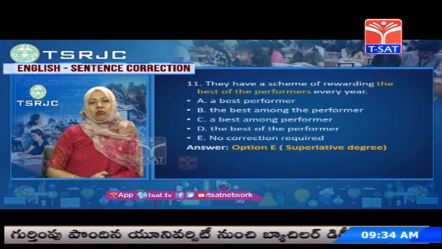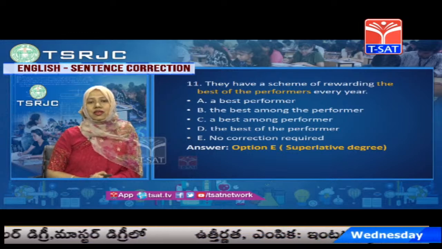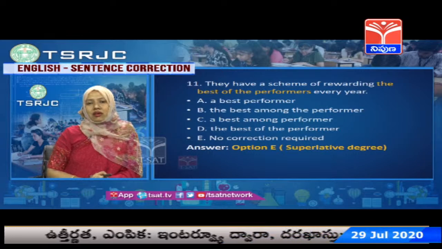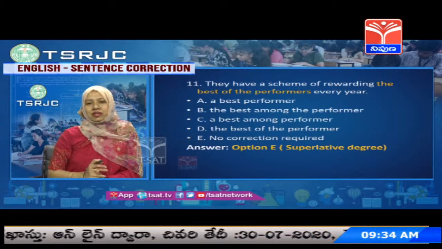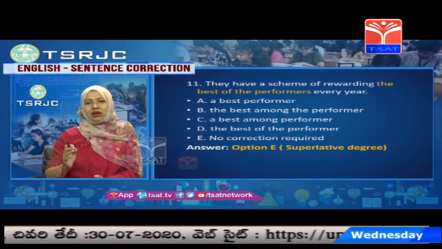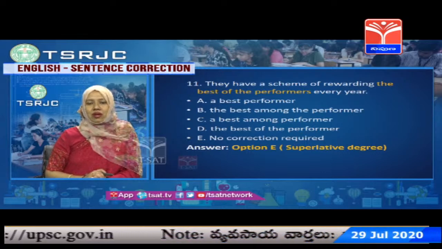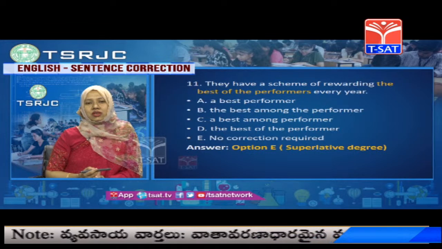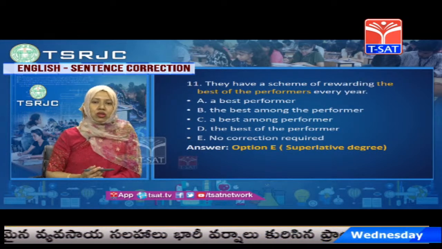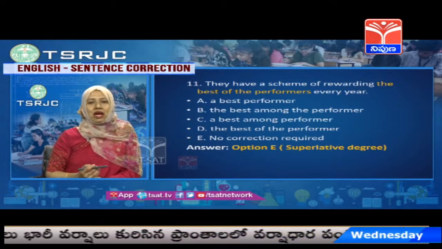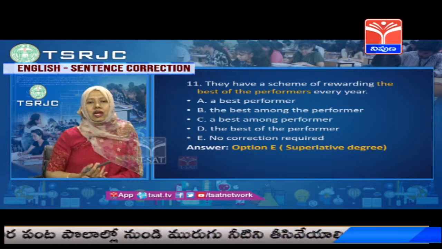They have a scheme of rewarding the best of the performers every year. In this example, the highlighted words are "the best of the performers". There is a mistake in this highlighted part. Now let us look at the options. A, best performer. B, the best among the performer. C, a best among performer. D, the best of the performer. E, no correction required.